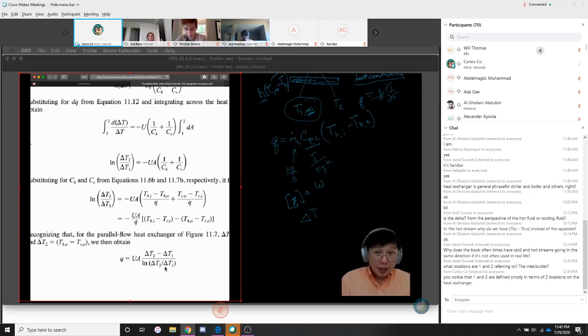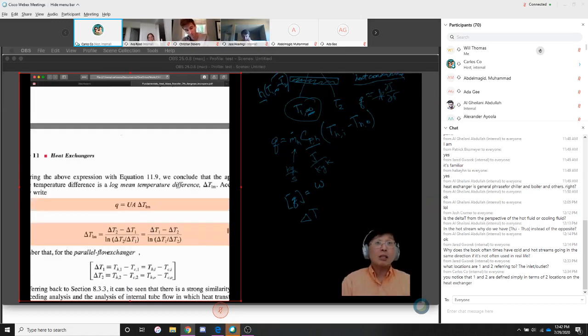Now, this expression here, the difference in the temperatures divided by the natural log of the ratio of the temperature differences, is an extremely, extremely widely used term. This guy here is LMTD, log mean temperature difference.